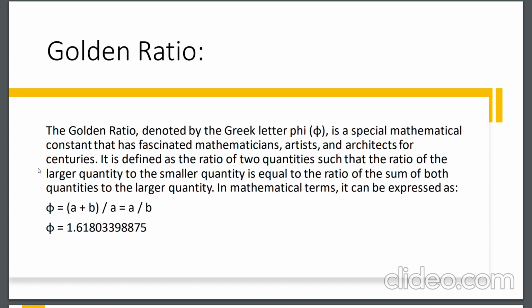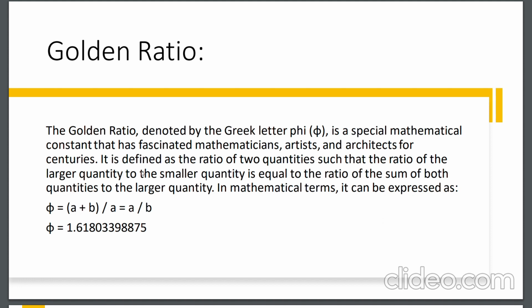Coming to the golden ratio, it is denoted by phi, and this is a constant that has fascinated mathematicians, artists and architects for centuries. It is defined as the ratio of two quantities such that the ratio of the larger quantity to the smaller quantity equals the ratio of the sum of the quantities to the larger one. As we discussed earlier, we'll be taking that ratio as fixed, such that as we take large numbers on the upper side, adding a smaller value to the numerator does not affect it.